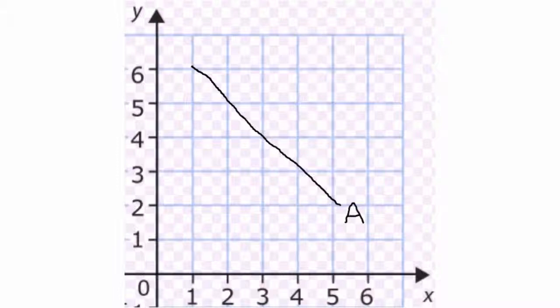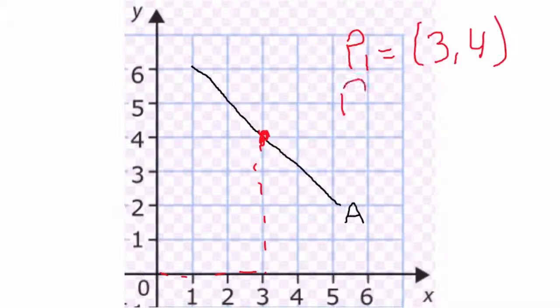Now, so to find the slope, we do the same steps. We pick 2 points along the line. So I'm going to pick that point. Point 1 equals, we count over 3 units, up 4 units. So 3, 4. And point 2, I'll take this point at the very end, which is over 1 unit, up 6 units.